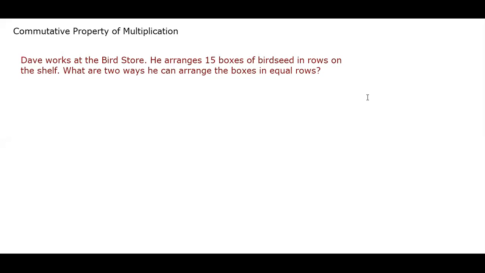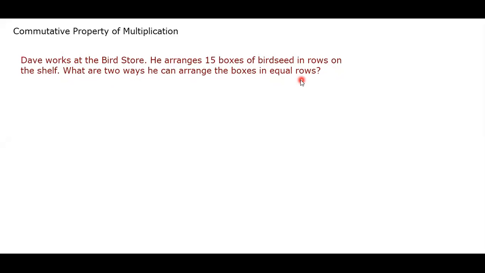So to go through some examples to make it make sense, I'm going to do a couple examples with you. Let's look at our first example. It says that Dave works at the bird store. He arranges 15 boxes of birdseed in rows on the shelf. What are 2 ways he can arrange the boxes in equal rows?